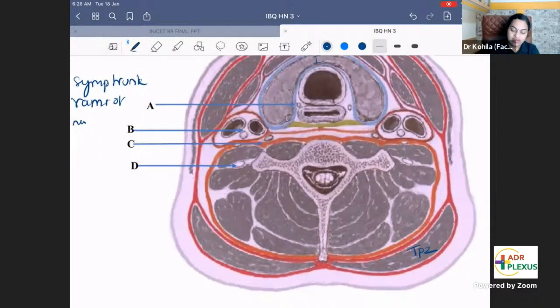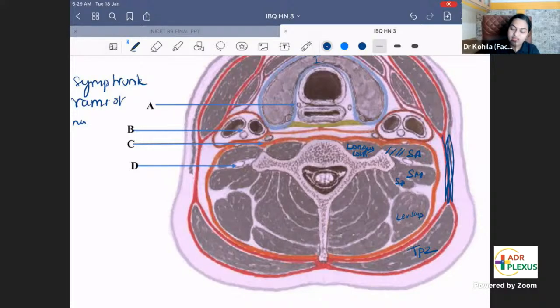What is this muscle? This is longus colli. This one is scalenus anterior. This is scalenus medius. This is scalenus posterior. This is your levator scapulae. What is this area? This is the region of posterior triangle. Can you remember? So these muscles form the floor of the posterior triangle.